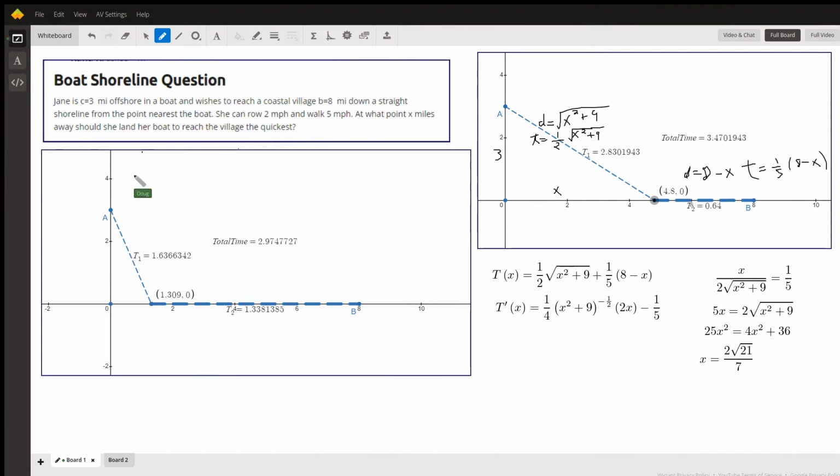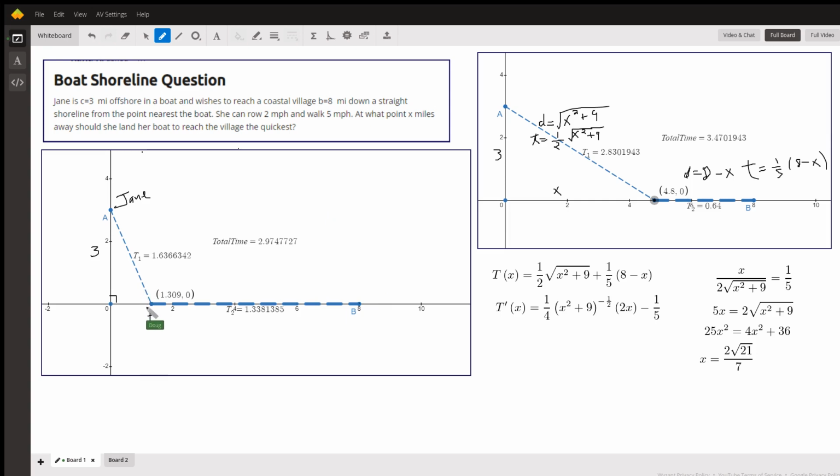Okay, here's Jane, 3 miles offshore, and there's this village down here 8 miles from the nearest point on the shore. So we've got a right triangle right here. She's going to swim to some point P at 2 miles per hour, then walk the rest of the way, instead of running, I guess.